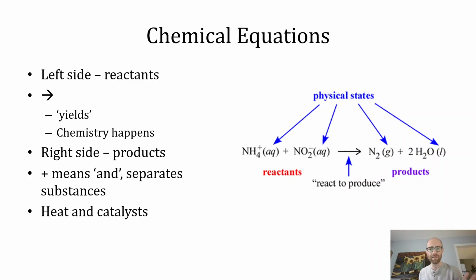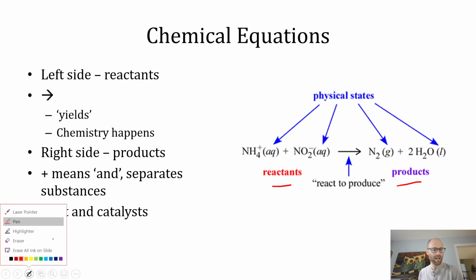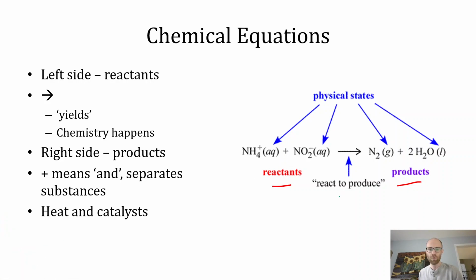There's a couple of things that we need to point out first. The left side of any equation is called the reactants. The right side is the products. The right side and the left side are separated by an arrow, which, as it says here, verbally means react to produce. Sometimes that is represented by the word yields. A plus B yields C. On the right side, as I said, you have your products.